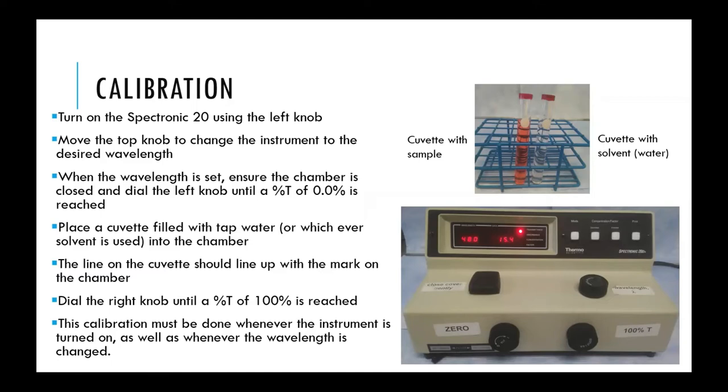In this experiment, you're using water. So water, tap water, is going to be your solvent. The cuvette containing that sample would be placed inside the sample holder, making sure that it's lined up correctly. And then the right-hand knob is dialed to 100%, telling the instrument that the solvent, all light is able to pass through that. And that gives you a 2-point calibration. You can then take your solvent out, place your sample inside the cuvette holder, and record the percent transmittance.